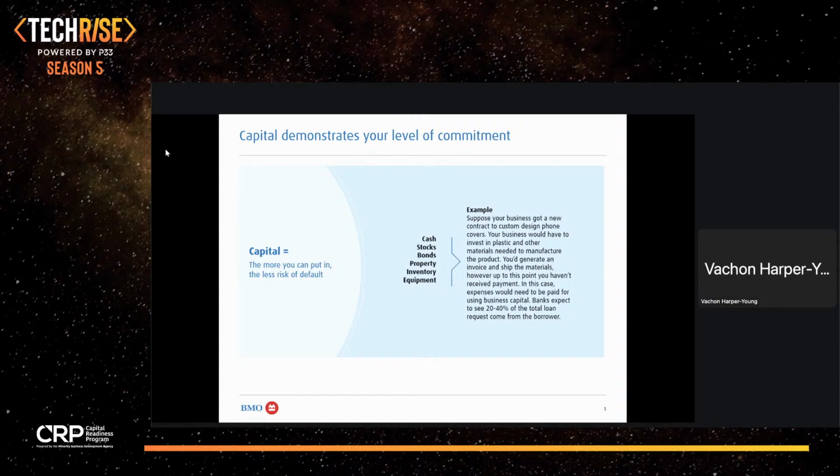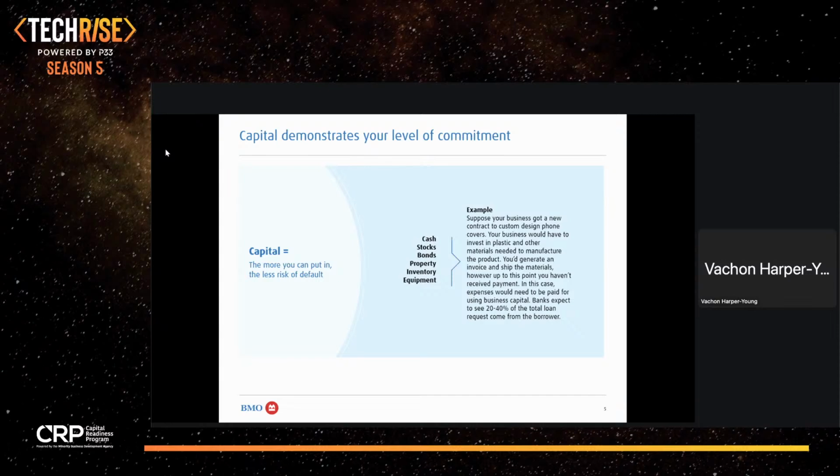So banks expect to see 20 to 40% of the total loan that you're requesting come from the borrower. So I think in very few occasions will you see a bank finance 100% of your loan. There will always be some type of advance rate in lending when we take a look at providing access to capital. And so, capital, again, you want to make sure that you build a strong balance sheet that demonstrates to the bank that you have the ability to pay out when you need to.